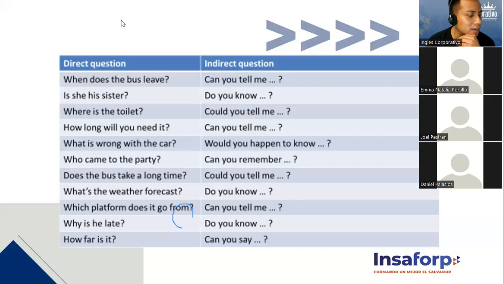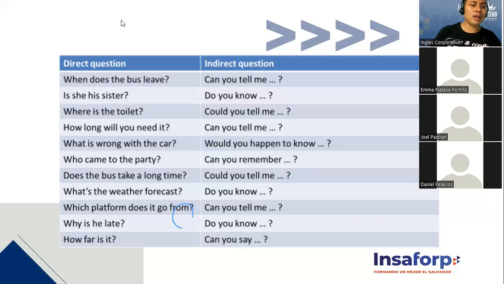What's the weather forecast? Do you know what's the weather forecast? Well, in this case, we need to change "is" to the end of the sentence. Do you know what the weather forecast is? Here in this scenario, weather is the subject. We need to make it in a statement form.